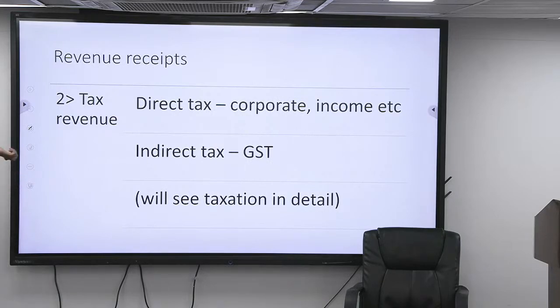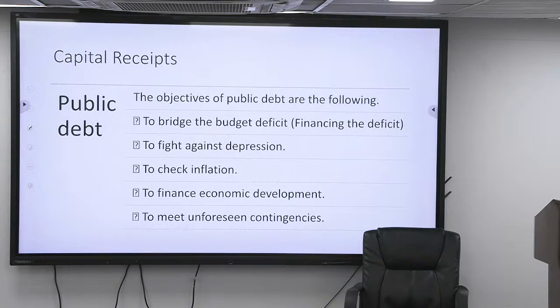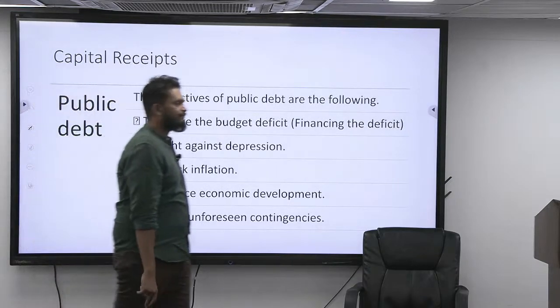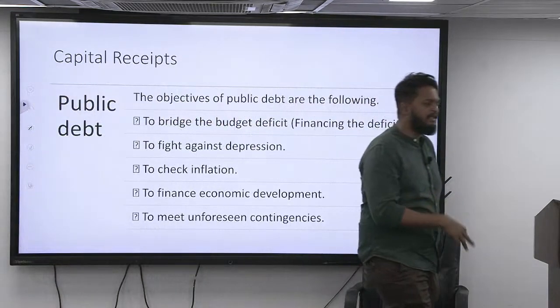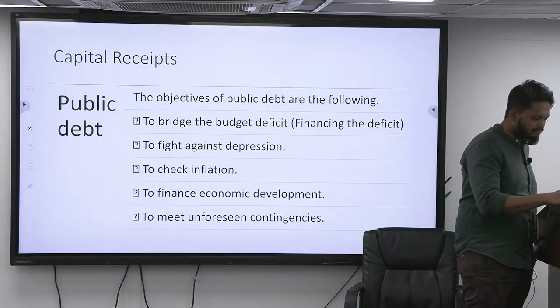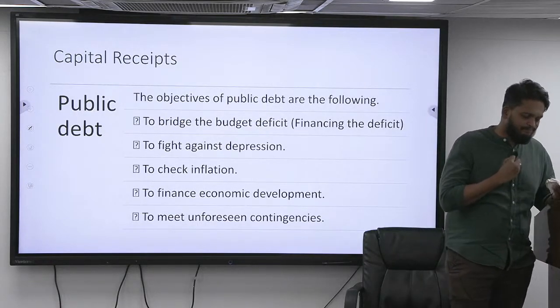In revenue receipts we saw two types: non-tax revenue and tax revenue. In non-tax revenue we saw commercial revenue and administrative revenue. In tax revenue we saw direct tax and indirect tax, and this is under revenue. Other than revenue receipts, next is capital receipts. In capital receipts, if you sell assets, then you will receive money, that is usually called disinvestment.